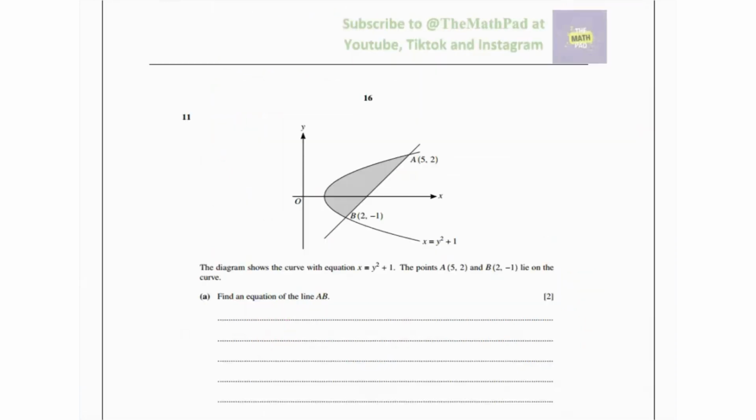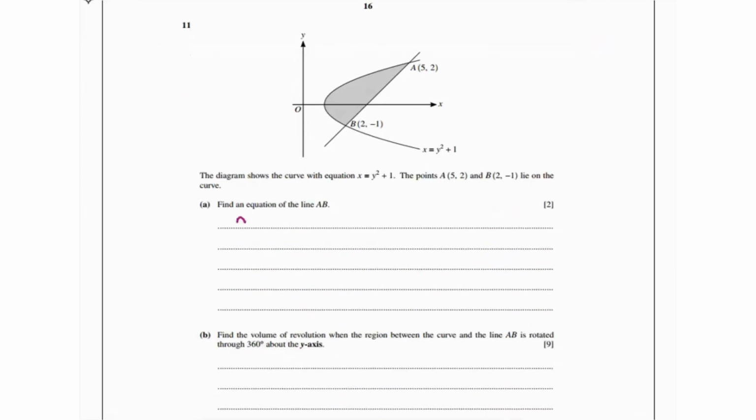Then it says the diagram shows the curve with the equation x equals y squared plus 1. The points A and B lie on the curve. So we have the coordinates of both points A and B. We have to find an equation of the line AB. So very simple. Gradient is going to be 2 minus negative 1 over 5 minus 2. That's 3 over 3, which is 1. y minus 2 equals 1 times (x minus 5). y minus 2 equals x minus 5, and y is x minus 3. That is the equation of the line AB.